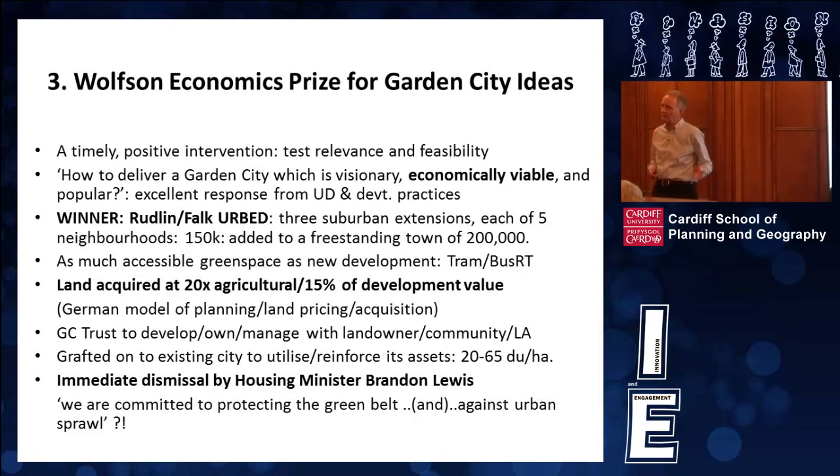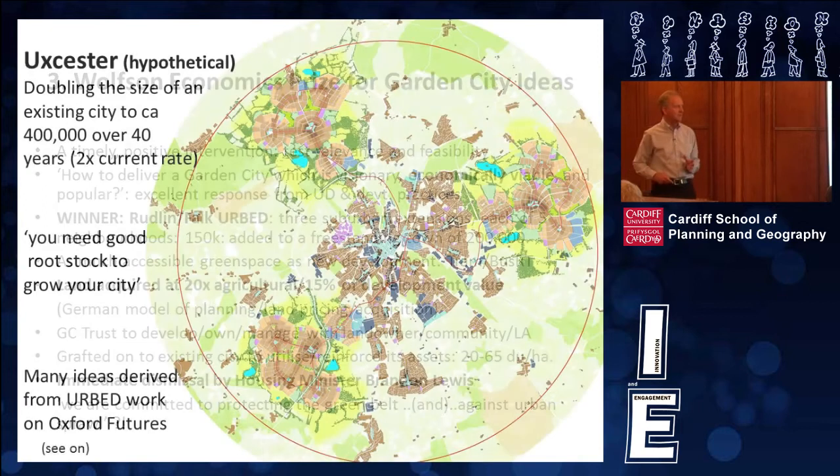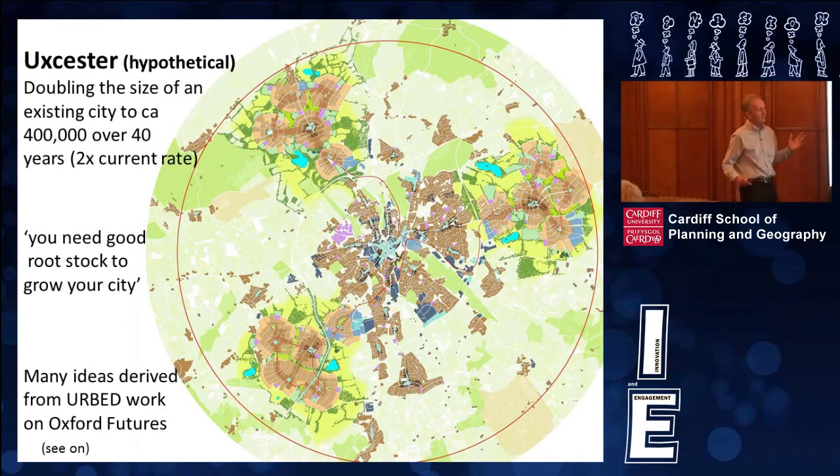So all of the work that had been done was really thrown out of the window by the government. This is the Rudlin proposal. It's an existing town of about 200,000 people. It's growing at about 1% per annum. And all that Rudlin was saying, well, let's make it grow twice as fast, 2% per annum. So a really steady rate of growth. So perhaps twice the current rate.